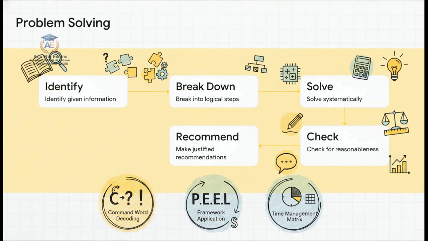Step 1, identify the given information. Step 2, break it into logical steps. Step 3, solve systematically, showing all your working so you can scoop up those beautiful method marks we talked about earlier. Step 4, check for reasonableness. Seriously, if your calculated array size is a negative number, you've clearly made a mistake. Catch it before the examiner does. Step 5, make justified recommendations. This entire cycle is powered by logical reasoning and incredibly strict time management.